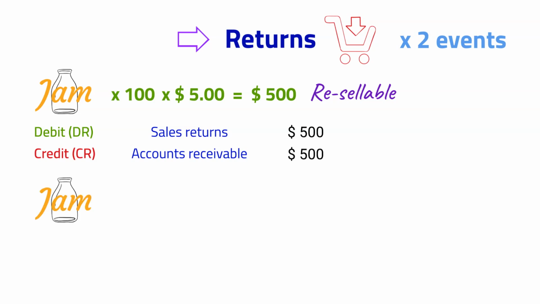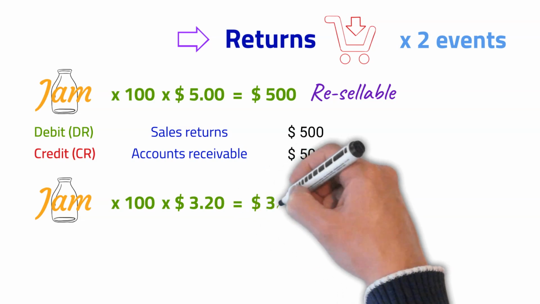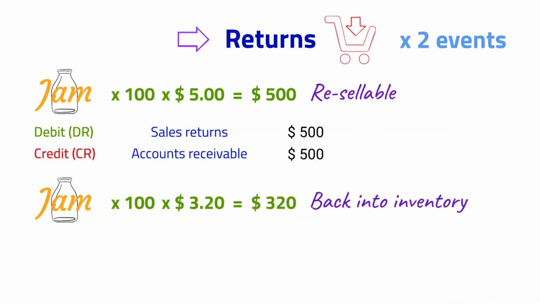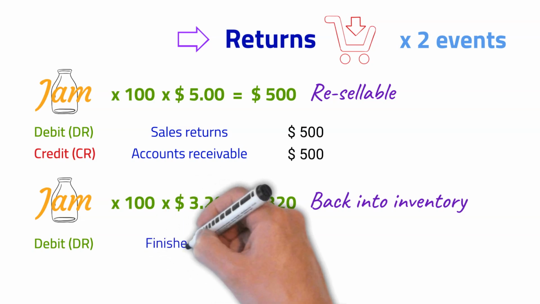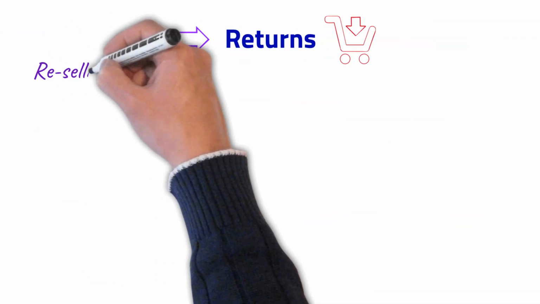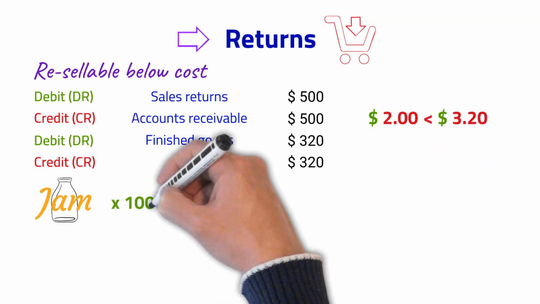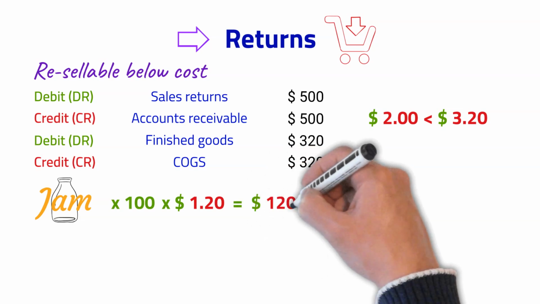And as we got our jars back, we put them back into inventory and remove from COGS. 100 jars at $3.20 each. Debit finished goods 320. Credit cost of goods sold 320. If we think that we will not be able to resell the returned jars at profit, we need to write down their cost to the net realizable value if it falls below cost. For example, if we can resell at $2 per jar, we write inventory down from 320, decreasing it by 120.